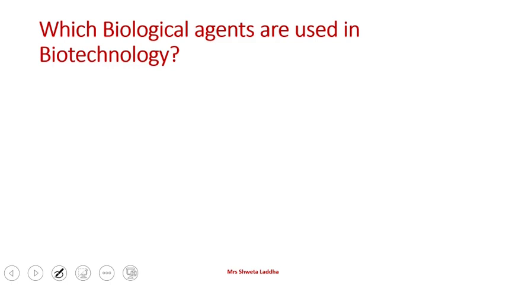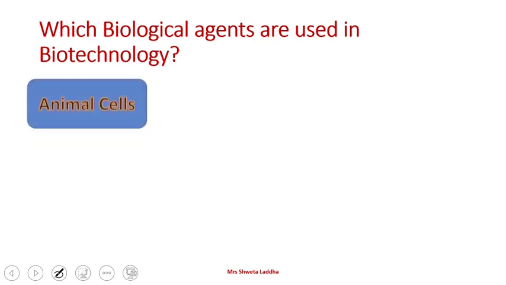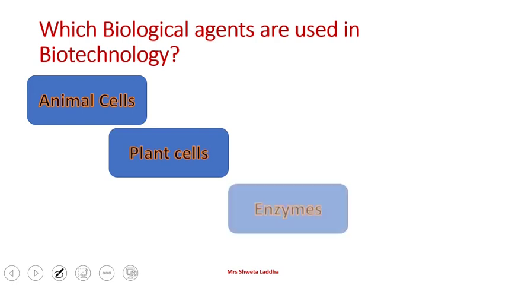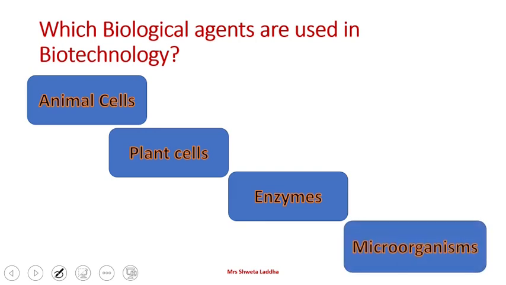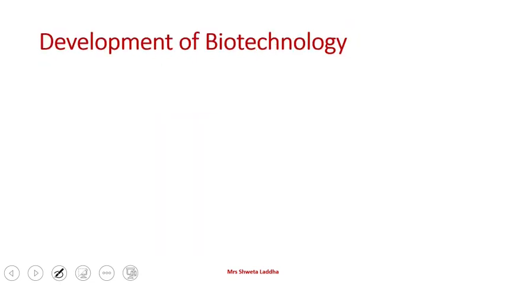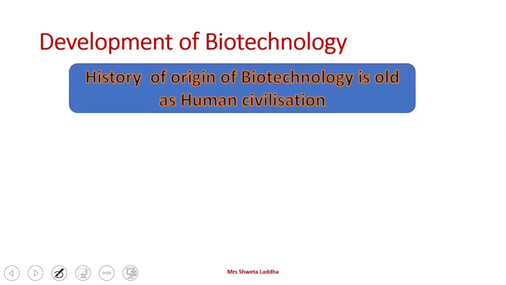Let us see which biological agents are used in biotechnology. We defined it that we are using biological agents to obtain products for our welfare, human welfare. So which are the different biological agents we use while practicing biotechnology? We use different types of animal cells, we use plant cells, we use enzymes. Sometimes we use the products obtained from these enzymes and microorganisms. With the help of all these, we bring changes, we apply different principles and we produce products which are useful for mankind.